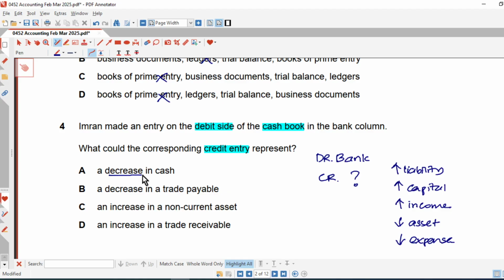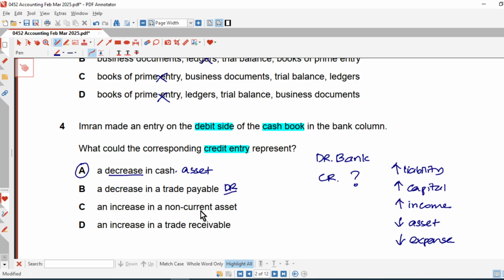A decrease in cash, right? So cash is an asset, reducing asset. Yeah, I think that's a good credit entry. Decrease in payable, reducing liability. Now that should be on the debit side.